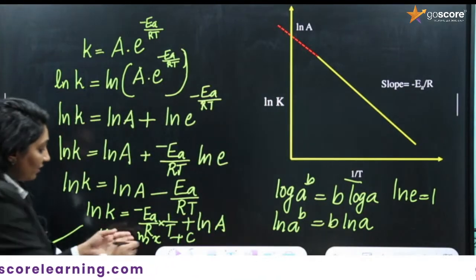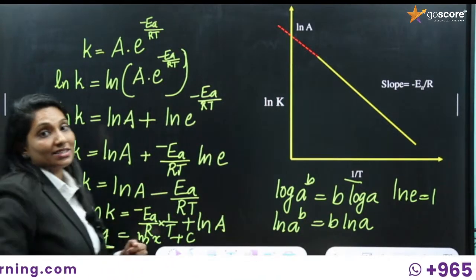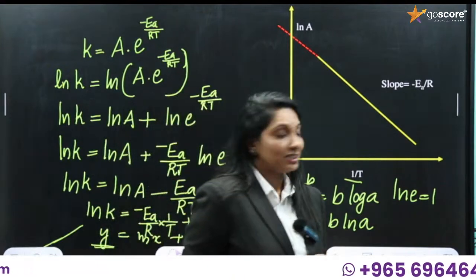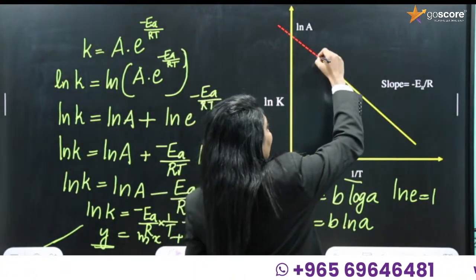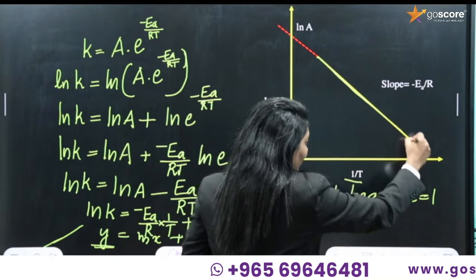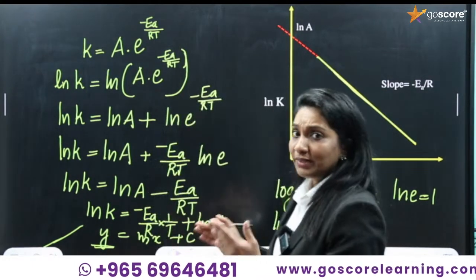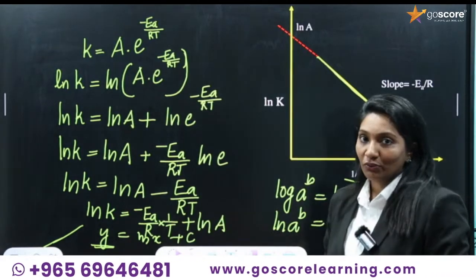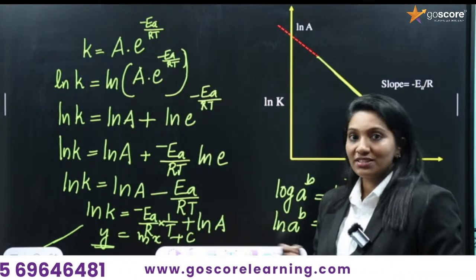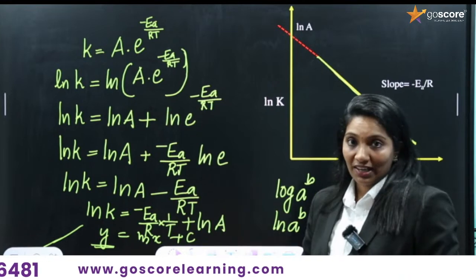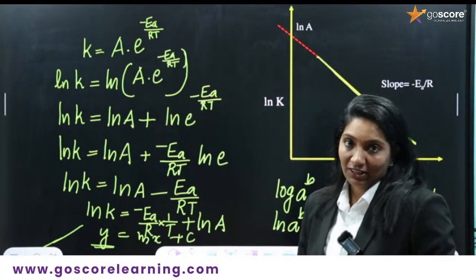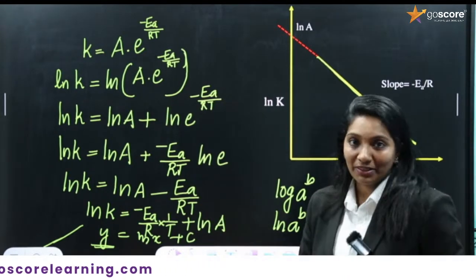So if you take ln K on the y-axis and 1 by T on the x-axis, what will you get? Your slope will be minus EA by R, right? So how can we draw it? It is a negative slope, then it will be a line like this, isn't it? The same thing we have discussed for the differential rate equation. We have plotted the graph for zero order reaction, first order reaction by getting this straight line equation. I hope you all remember it.